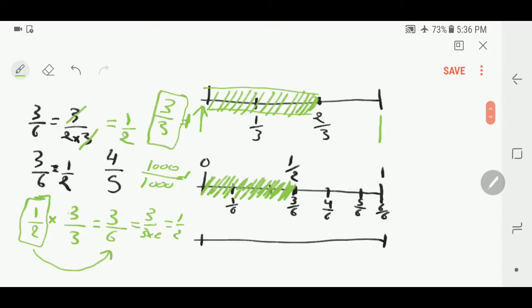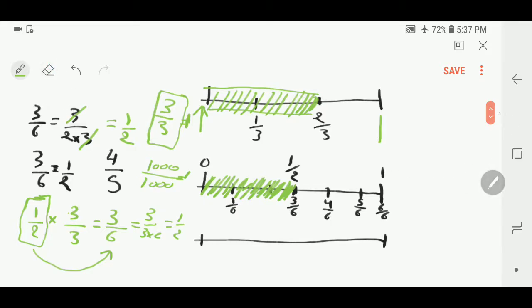So when you go from 3 over 6 to 1/2, you're simplifying. But if you go from 1/2 to 3 over 6, you're not simplifying it. You're doing a multiplication. But it's the same thing. You understand now? Okay.